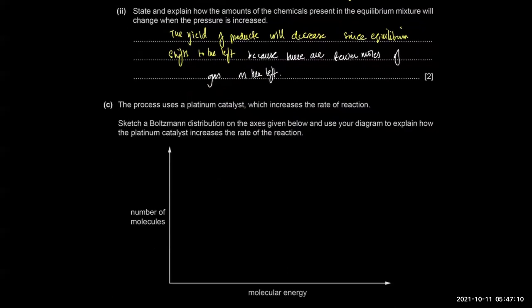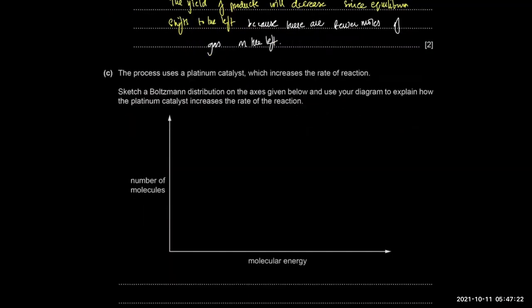All right. The process uses a platinum catalyst, which increases the rate of reaction. Sketch a Boltzmann distribution on the axes given and use your diagram to explain how the platinum catalyst increases the rate of reaction. So first of all, Boltzmann distribution, where does it start? From the left-hand side. Does it start at the origin or does it start elsewhere? Where does the Boltzmann distribution start? Does it start from the origin? It does, right? Because 0 molecules have 0 energy.